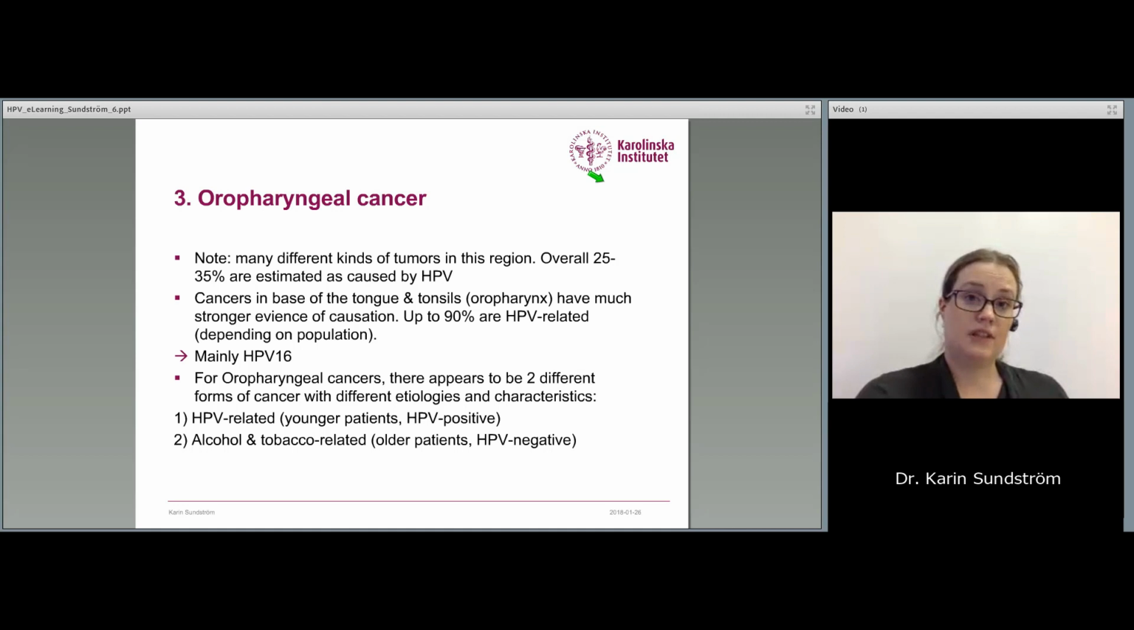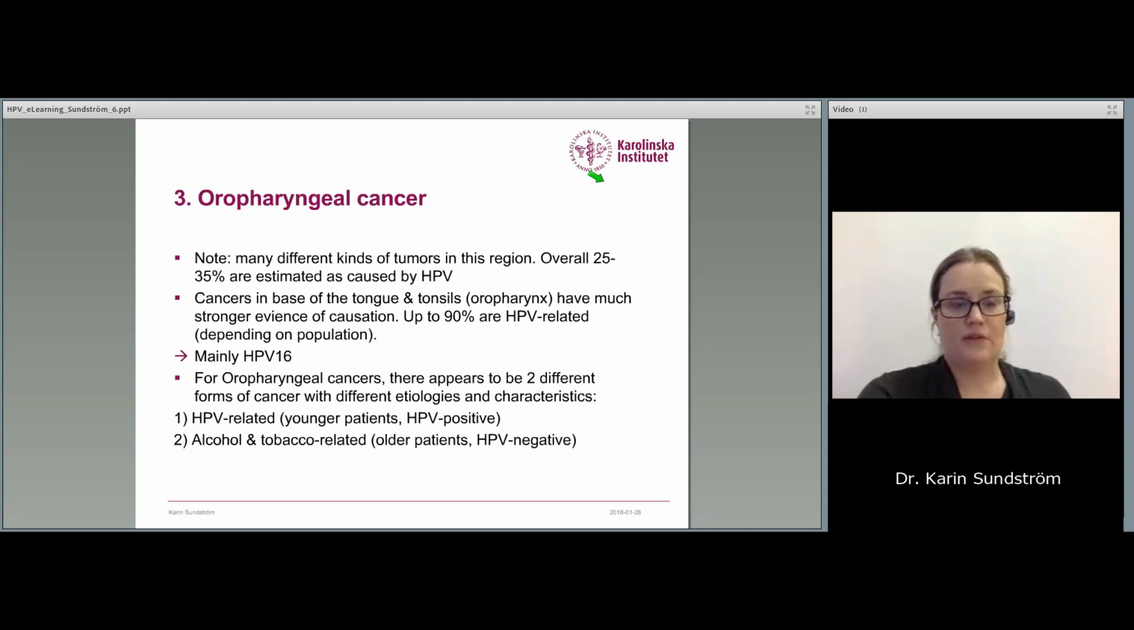So moving on to today's third form of HPV-related disease, I will now say some words about oropharyngeal cancer. As we already stated, HPV can be transmitted through oral sex and so may be found in several locations in the oral cavity and further back and below in the oropharynx, and may thus potentially induce carcinogenesis in this mucosa. Note, though, that there are many different kinds of tumors in this region, and classification is key.